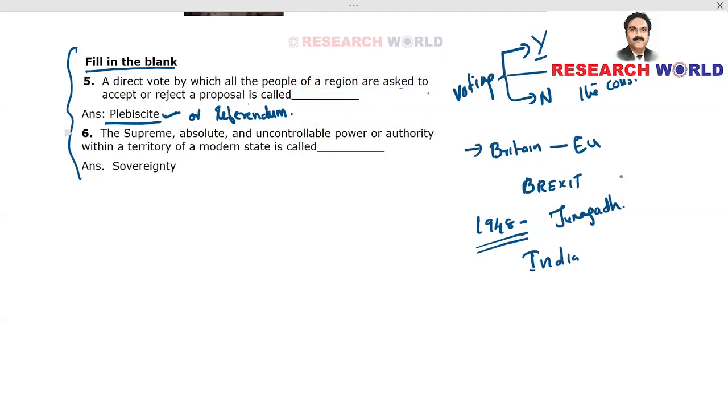Now, the next question: the supreme, absolute and uncontrollable power or authority within a territory of a modern state is called sovereignty. A few minutes back in the previous question, we have mentioned the word sovereignty. That means the absolute power. So the supreme, absolute and uncontrollable power or authority within a territory of a modern state, which will be exercised by the government, elected by the people of that country, is called sovereignty.